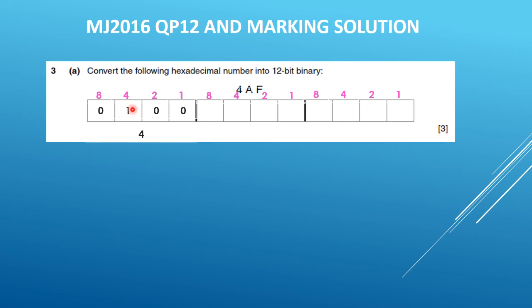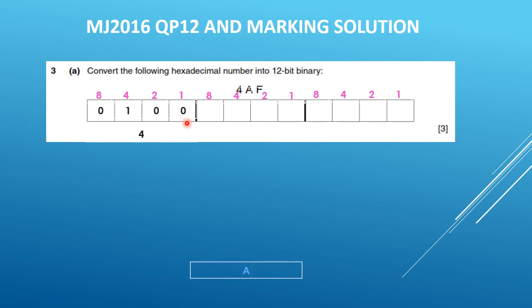Yes, this is how we are going to get the answer 4. We will put 1 under the binary notation 4 and make the rest of the bits 0. Then to get A, we know it is equivalent to 10 in hexadecimal. To get 10, we need to turn on 8 and 2 in binary notation.